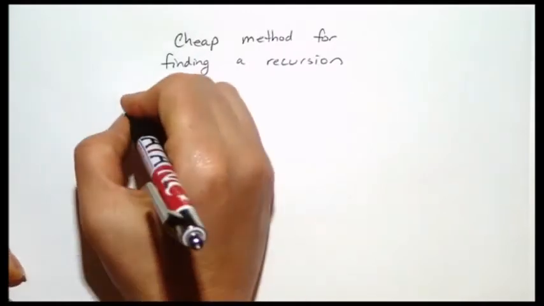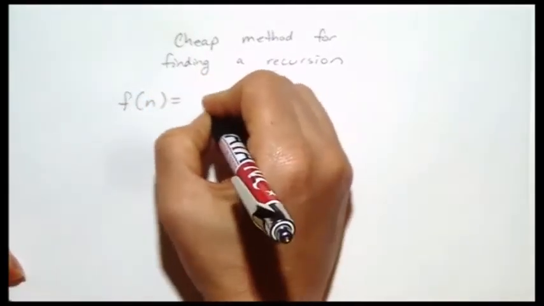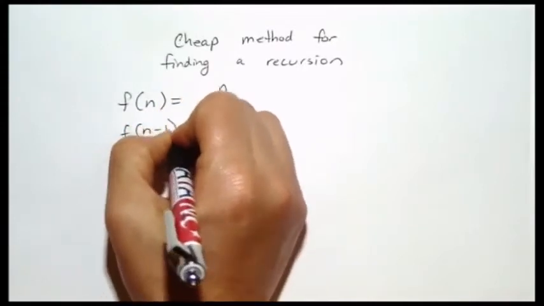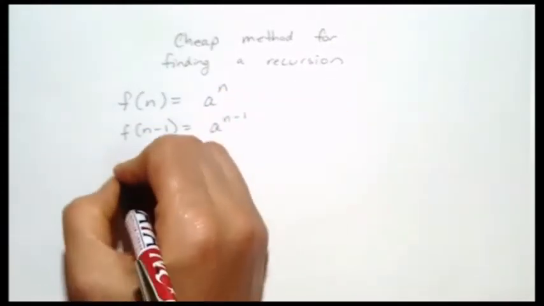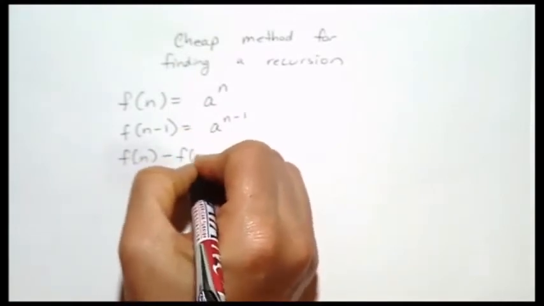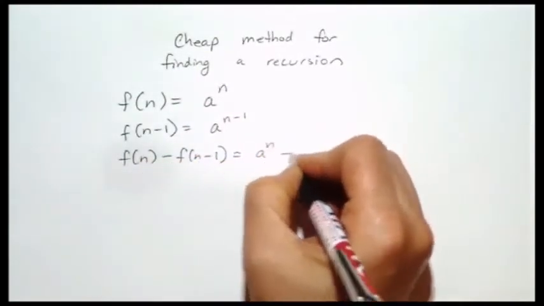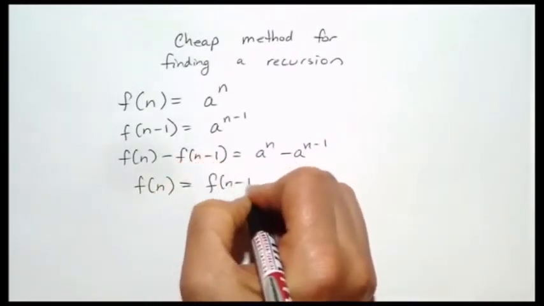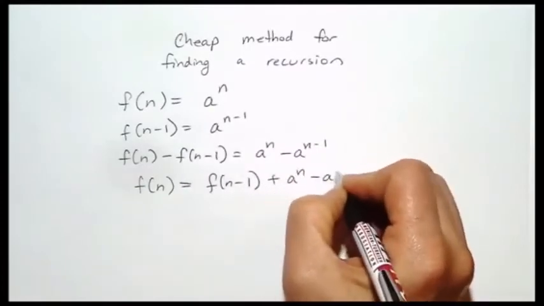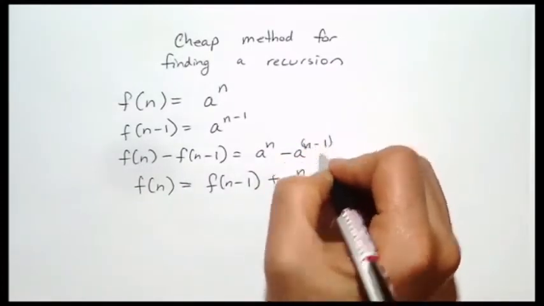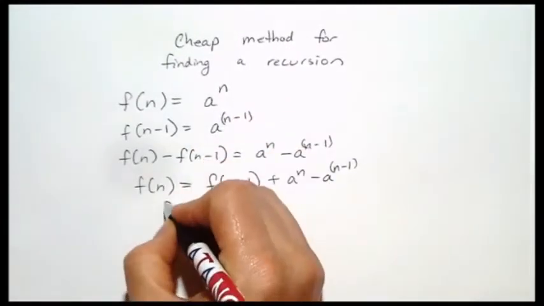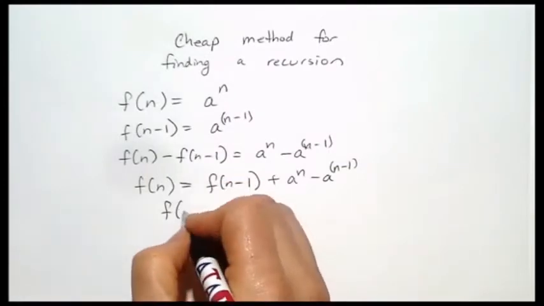And let's see. What if I have f of n equals a to the n, and I've asked for a recursion for that? The cheat method is to write over this formula again, but put n minus 1 in there. Subtract the left-hand sides. Subtract the right-hand sides. And then solve for f of n on the left. By the way, all of that's in the exponent. And I need also a what? A basis.